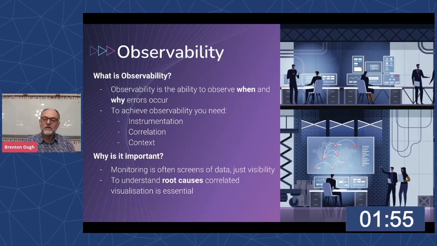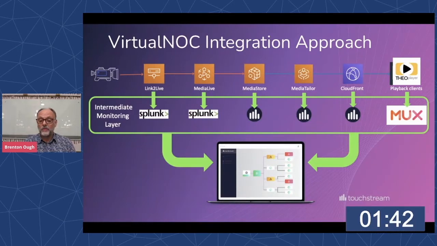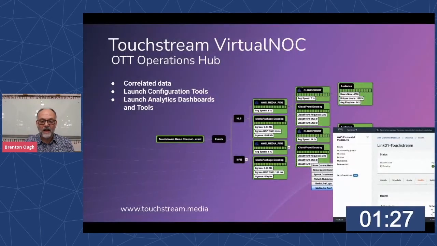Monitoring, why is this important? Because monitoring is basically often just a lot of screens of data, and it's hard to be able to connect it together. And if you need to understand root cause, you need to be able to correlate things together. Now, how we do this is, here's a typical cloud workflow, and here it is end-to-end using the Amazon cloud workflow. We provide an intermediate layer that collects all of that data, and then we combine it into our VirtualNOC. And then from that VirtualNOC, you've got correlated data, launch tools, and analytics and dashboards to help you solve problems.